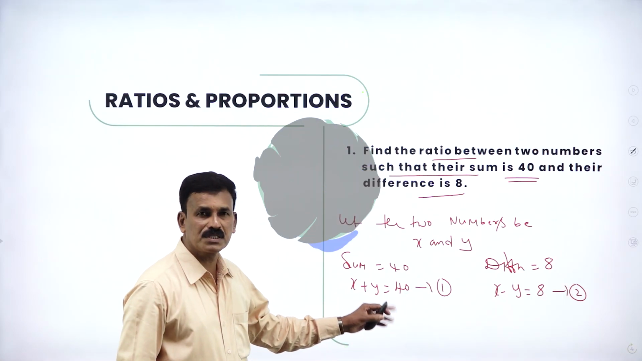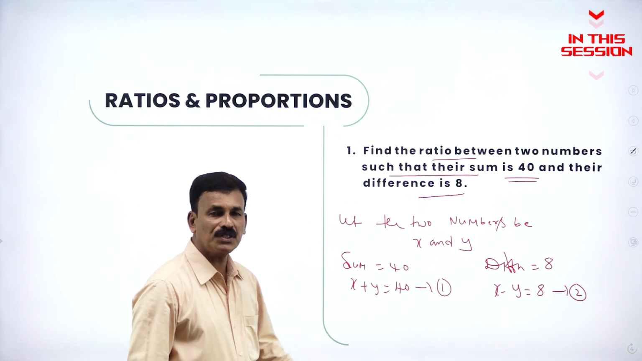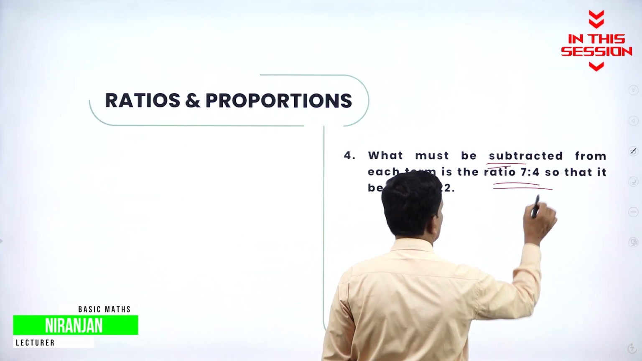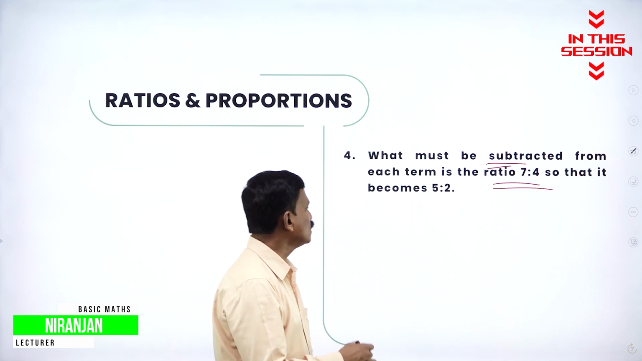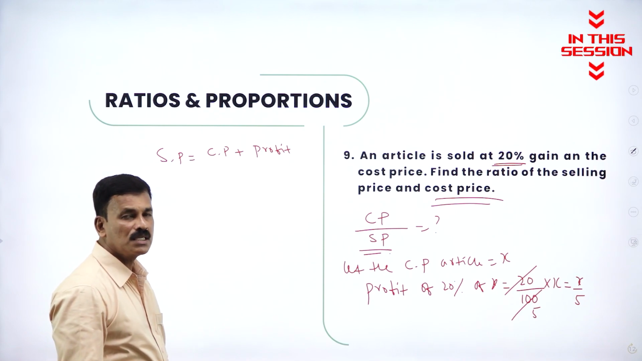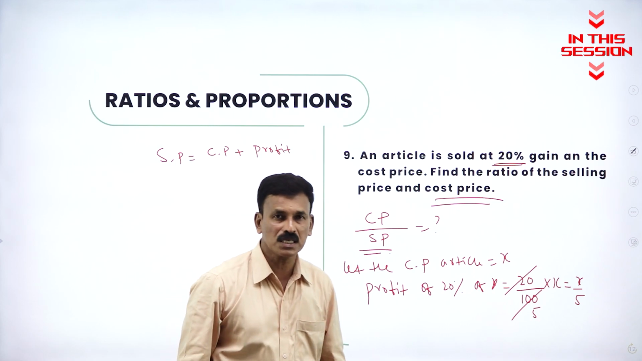The sum of two numbers is 40 and the difference of two numbers is 8. Then find out these two numbers. What quantity must be subtracted from the ratio 7:4 in order to get the ratio as 5:2? What is the formula for selling price? Selling price is equal to cost price plus profit.